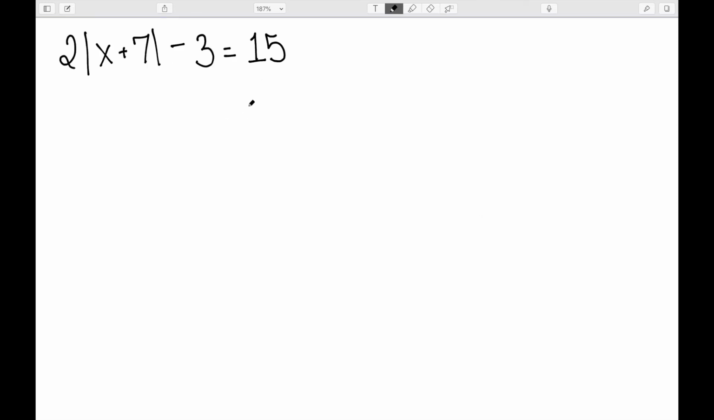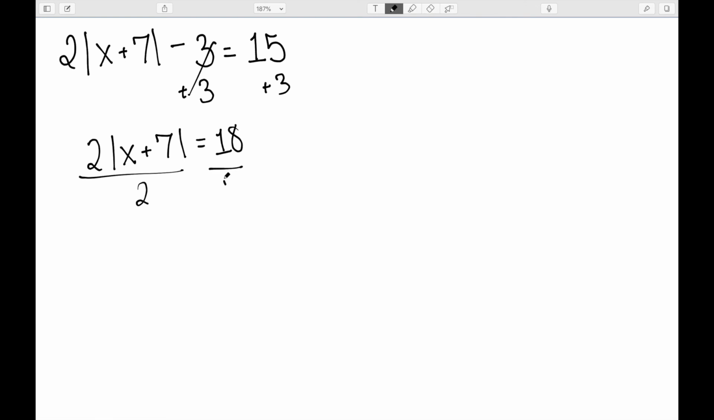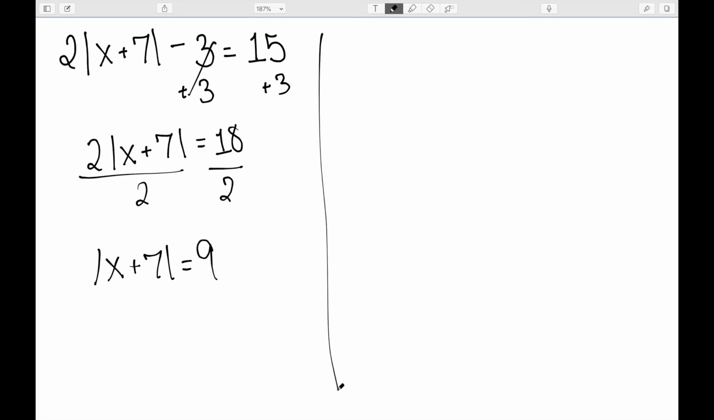Let's do another one of these. 2 times the absolute value of x plus 7 minus 3 equal to 15. Once again, I need to start by getting my absolute value alone. So I'm going to add 3 to both sides. That gives me 2 times the absolute value of x plus 7 is equal to 18. I can then divide both sides by 2 and get the absolute value of x plus 7 is equal to 9. So what has an absolute value equal to 9?